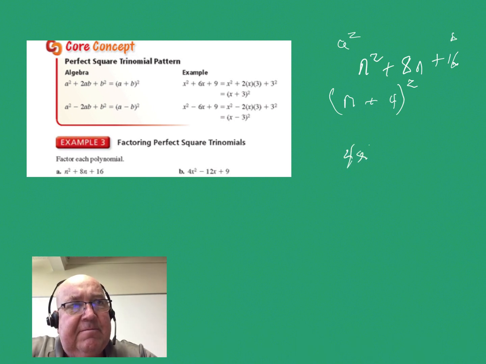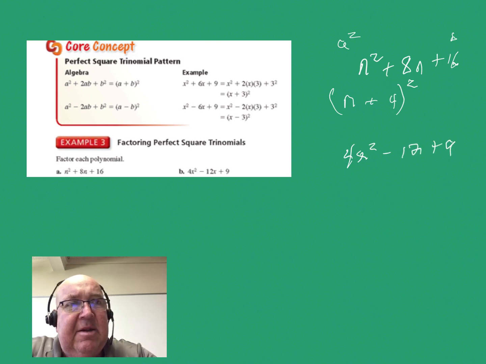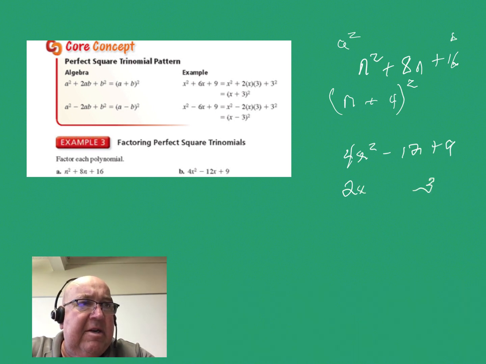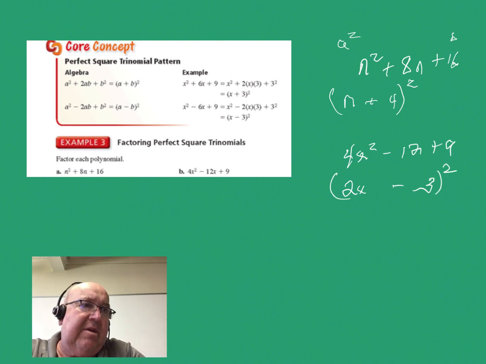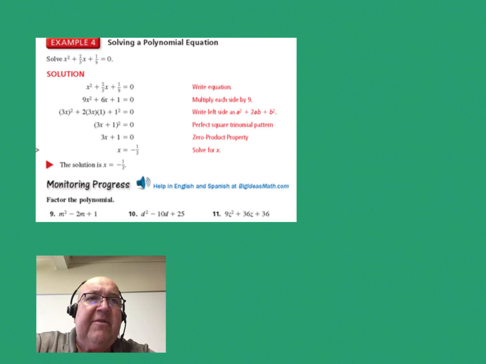4x squared minus 12x plus 9. Again, we have 2x and we have 3. We know it's minus, so it's 2x minus 3 squared. And lastly, we're just going to look at some more. They do show an example of using that same pattern with a fraction and multiplying to get rid of the fraction, and then having the same method. They actually went to solve, so we're going to solve these after we factor them.